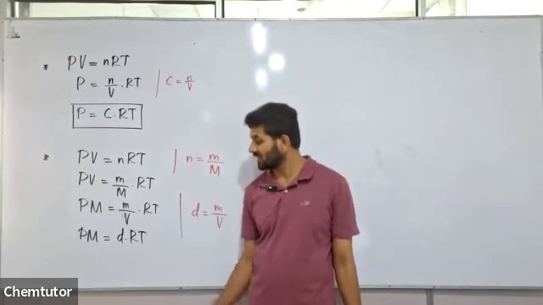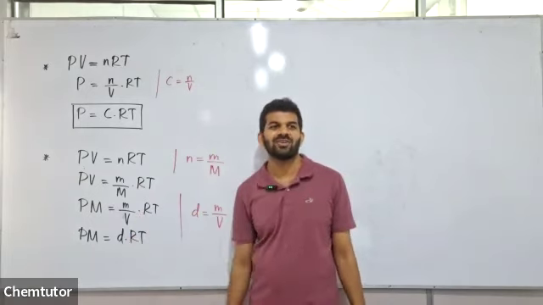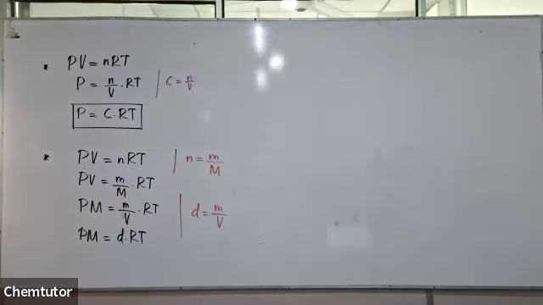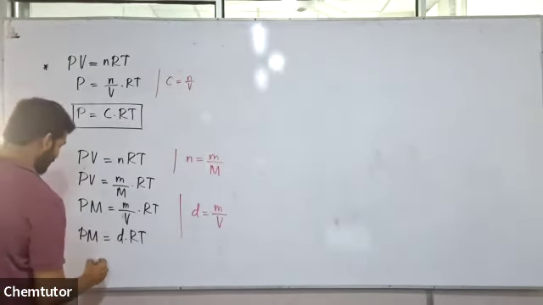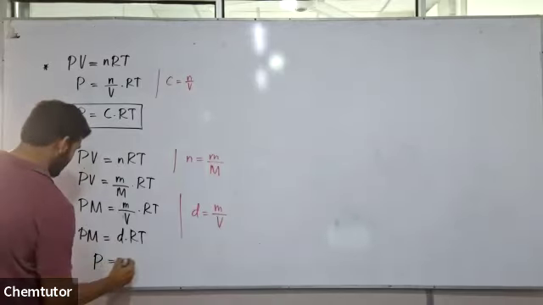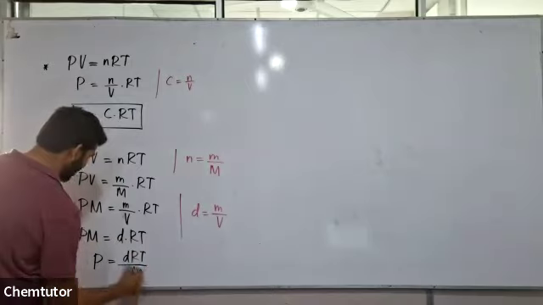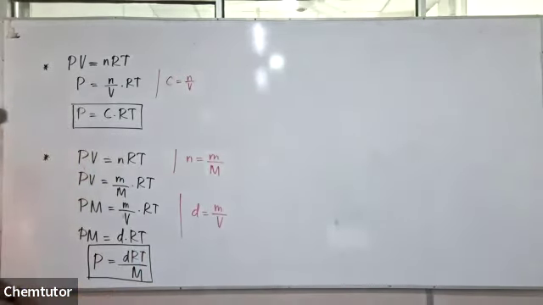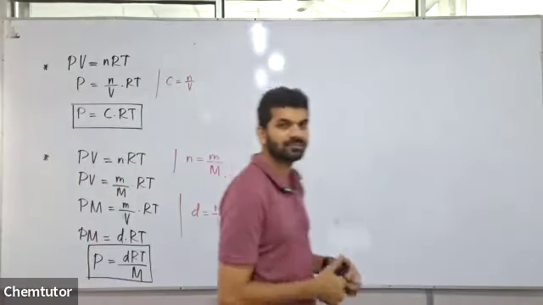In the volume, it's just multiplication. Not addition or subtraction. It's a multiplication. Again maths, right? So this PM equals DRT. So we can rearrange this one as pressure equals DRT over M. So we can express the pressure if we know the density and the molar mass. Capital M is the molar mass.